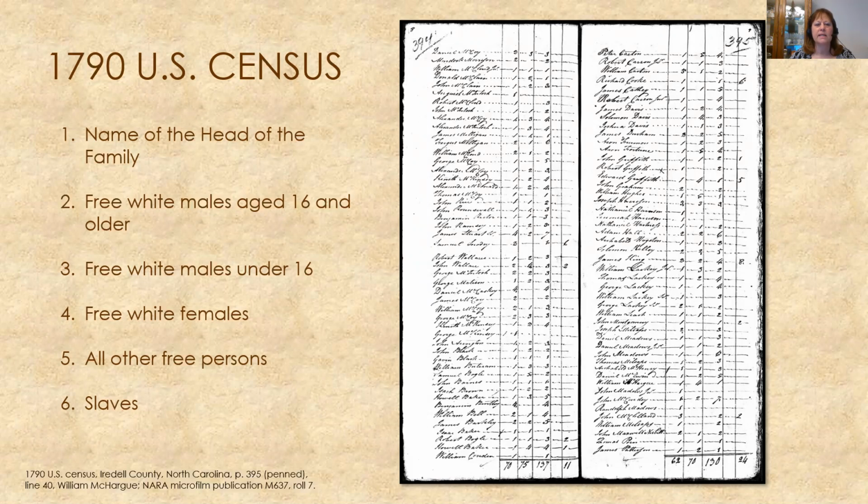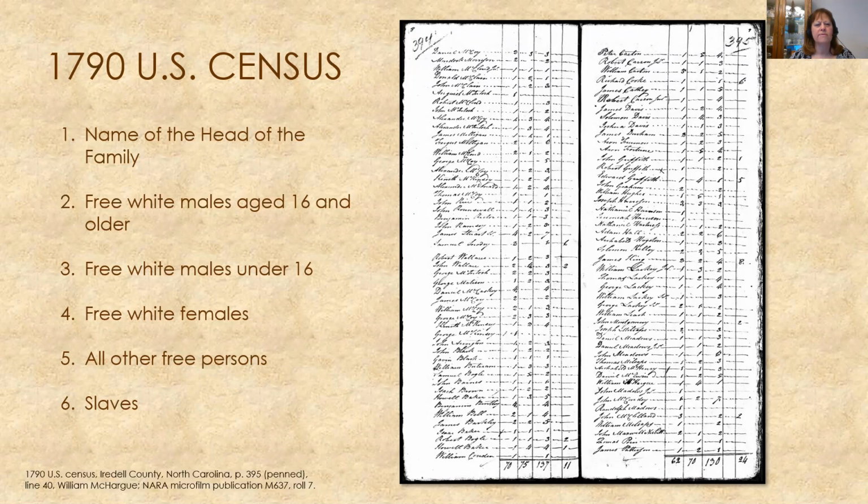In 1790, the marshals were tasked with visiting each household and documenting the number of persons in such household by asking 6 questions. Name of the head of the family, number of free white males age 16 and older, number of free white males under the age of 16, number of free white females, number of other persons, which included Indians who were taxed, and the number of slaves.